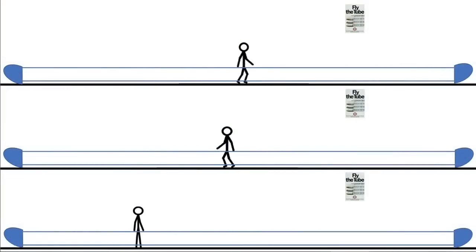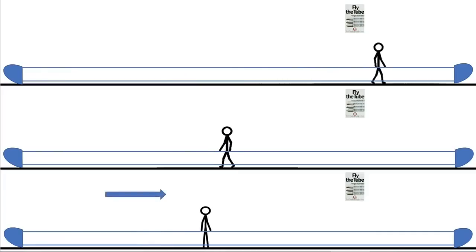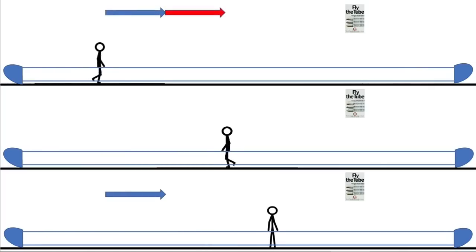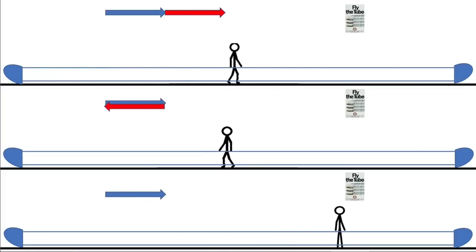Imagine standing on a moving walkway that's moving at 1 mile per hour. If you stood still, you move at 1 mile per hour. If you walked forward at 1 mile per hour, you will be moving at 2 miles per hour. Walking backwards on the walkway, you are doing 0 miles per hour.